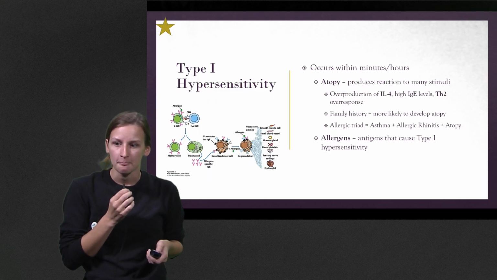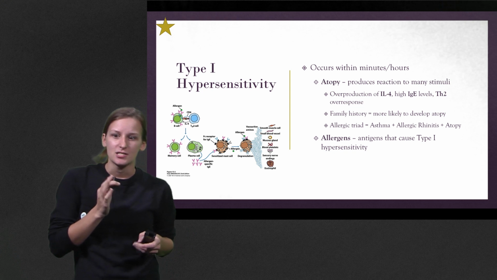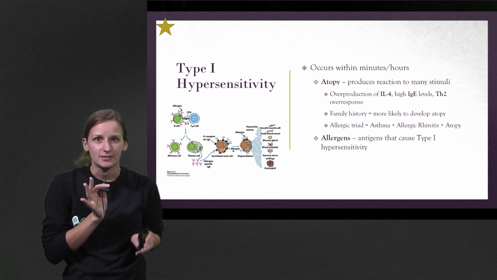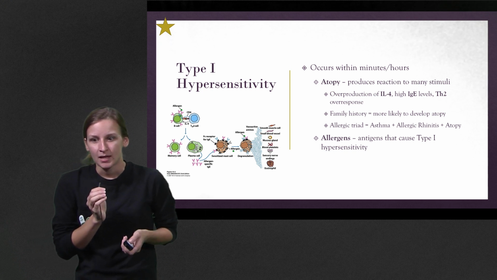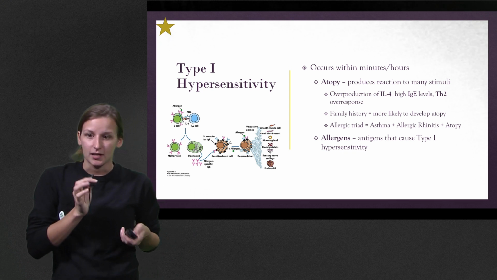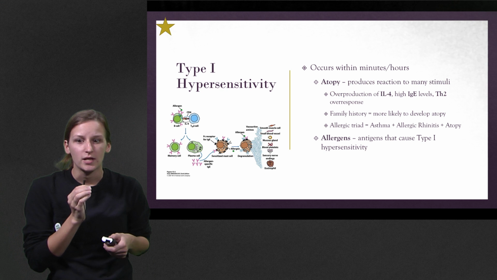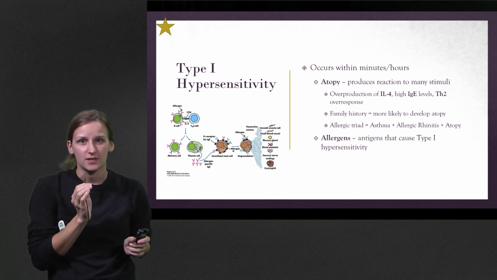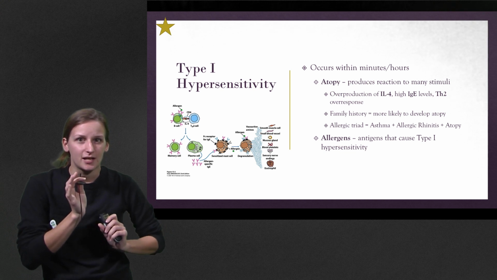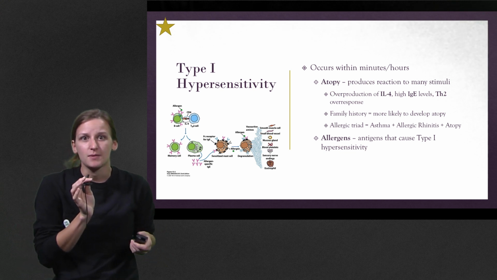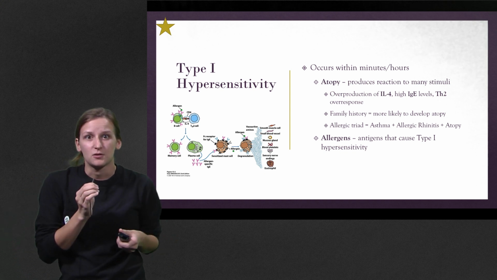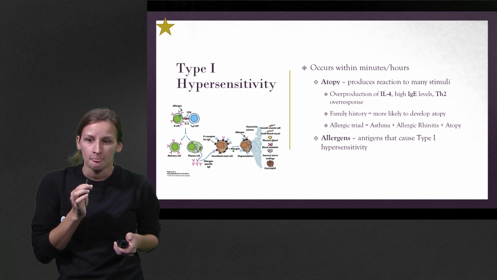So let's go through it. Type 1 hypersensitivities occur within minutes to hours. These are an immediate response that your body makes whenever it feels an allergen and it doesn't like it. There is a condition called atopy, which is basically where you have dermatitis to a whole bunch of things. Your skin just gets touched by, maybe it's a detergent, maybe it's pollen, bee stings, for instance, and you can just have an immediate response.